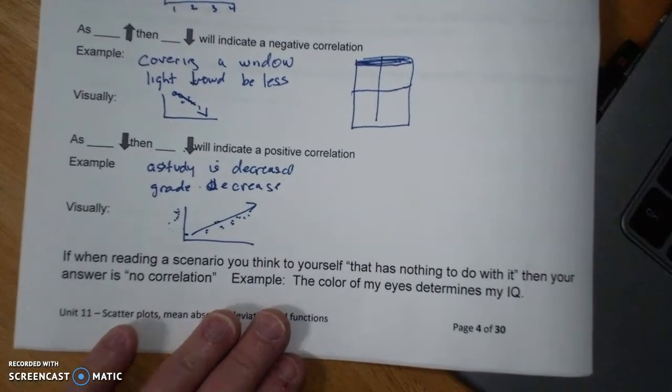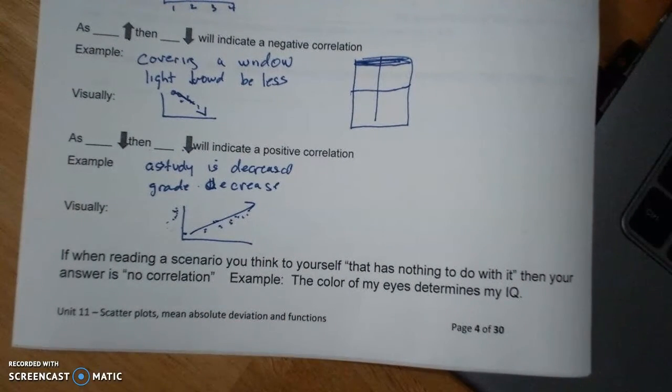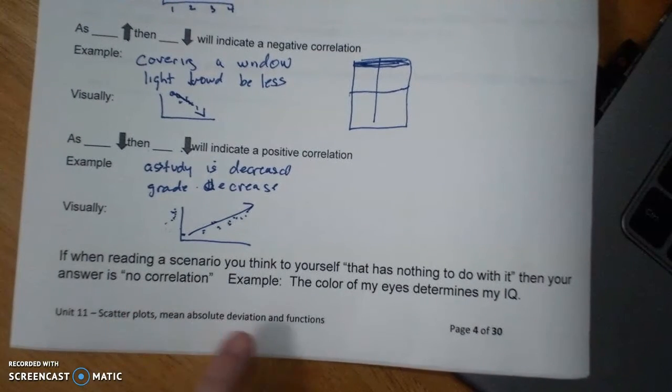Okay? If when reading a scenario you think to yourself, that has nothing to do with it, then your answer is going to be no correlation. So if I tell you the color of my eyes determines my IQ, you're like, eye color has nothing to do with IQ, then you're going to write as what kind of correlation it has, you're going to say no correlation. That's page 1 of Practice It.